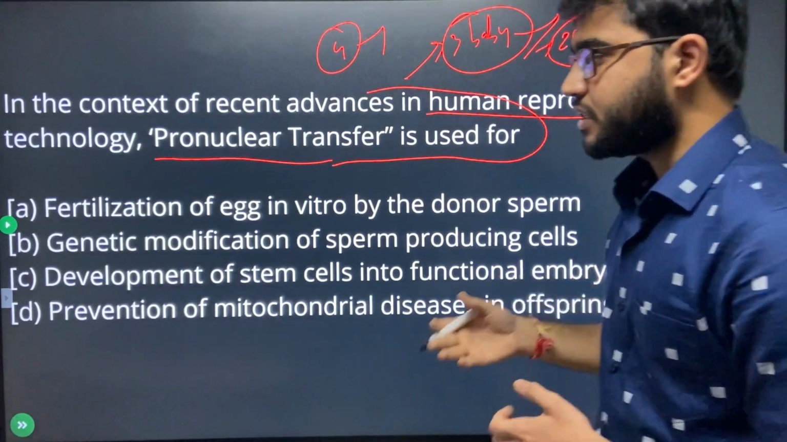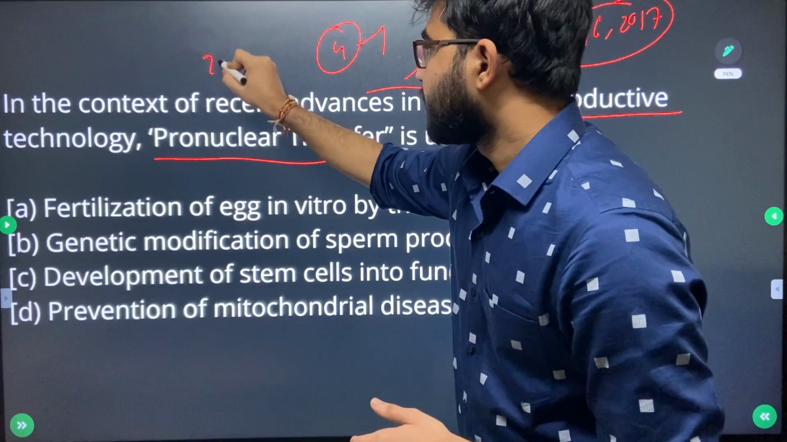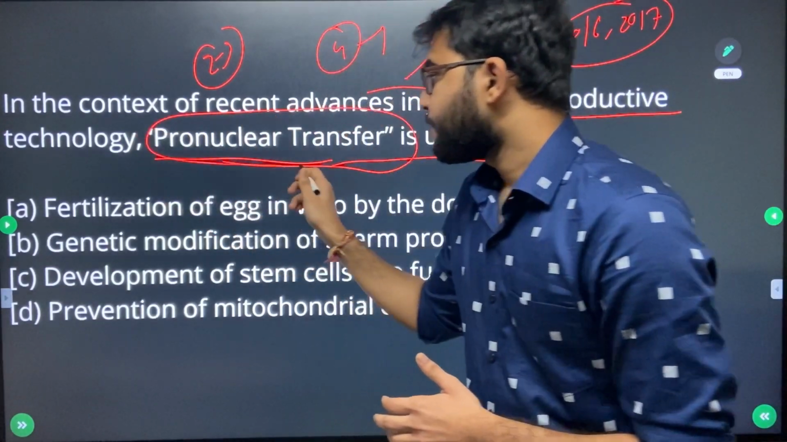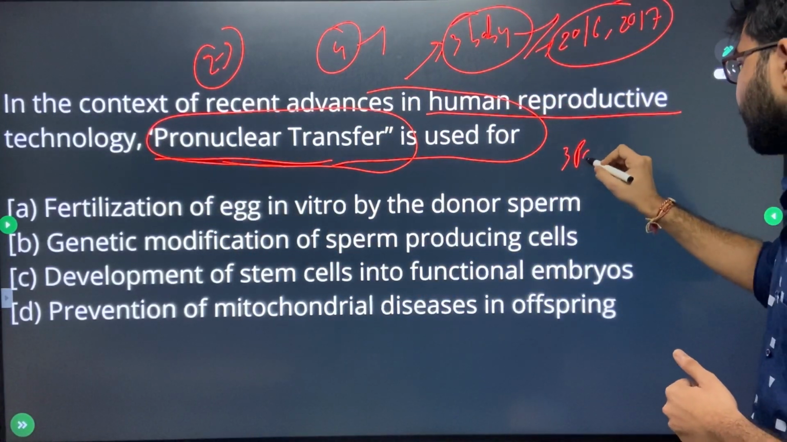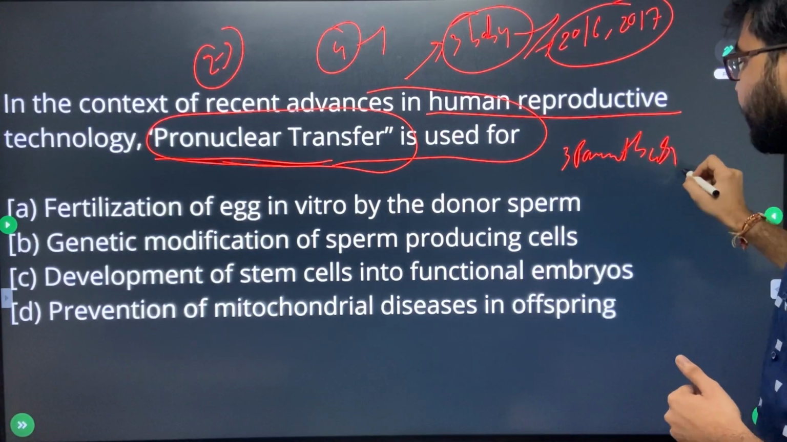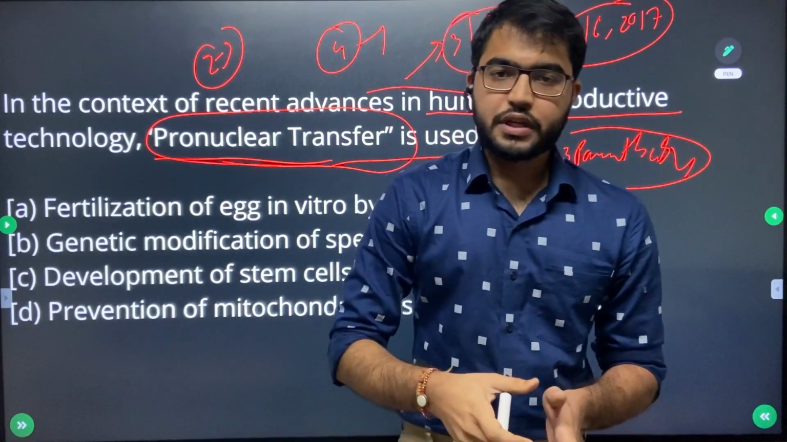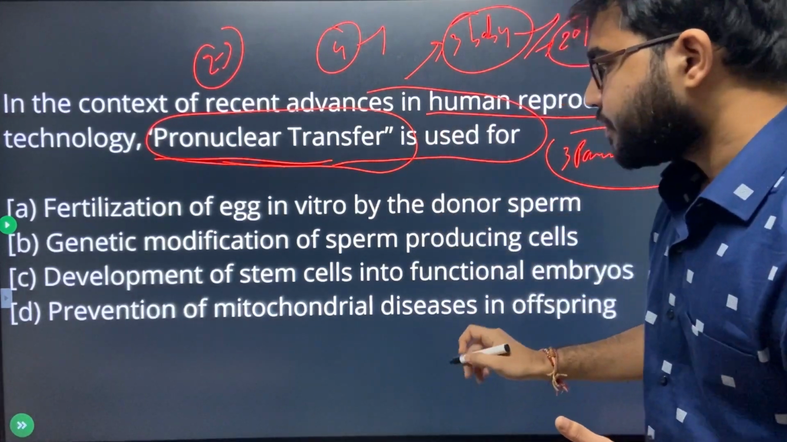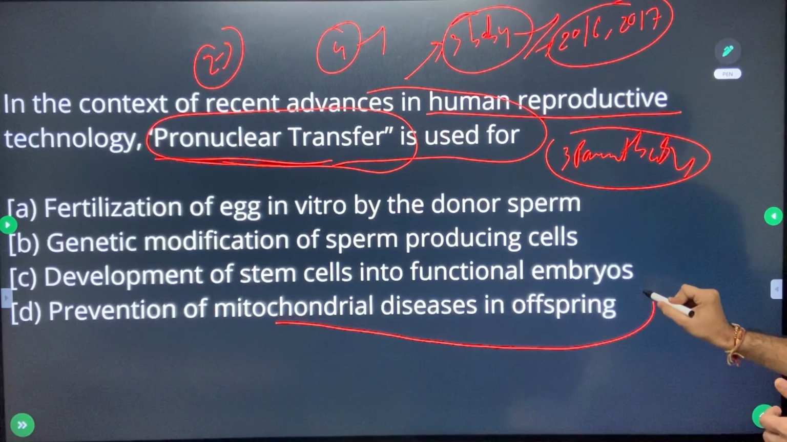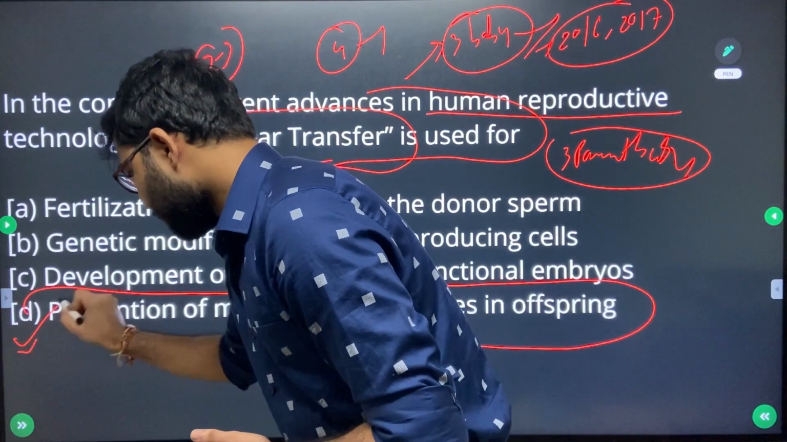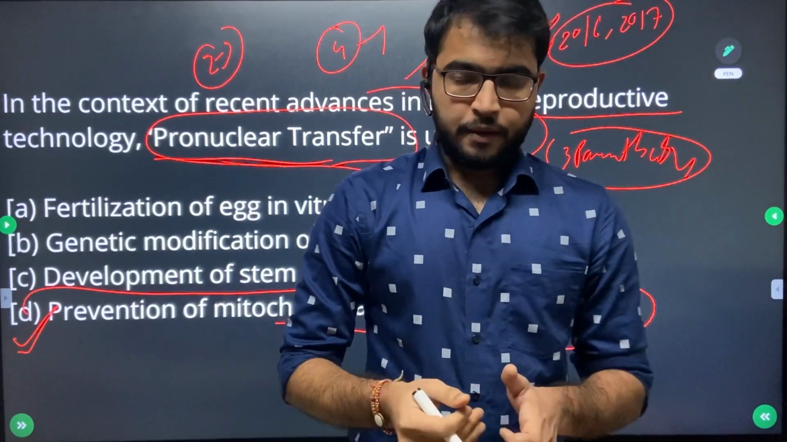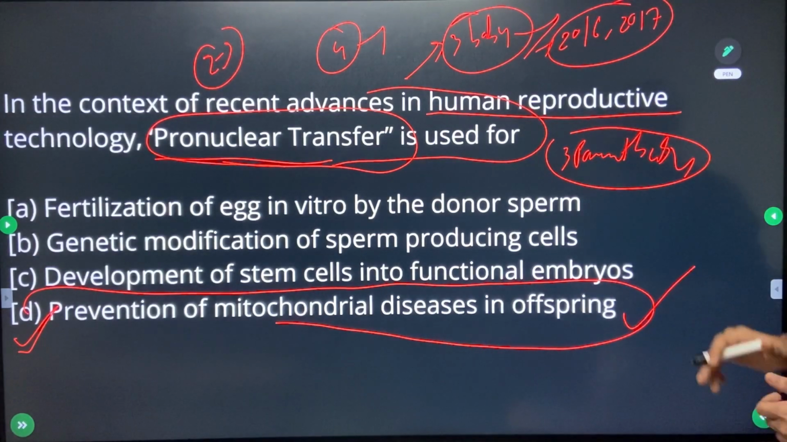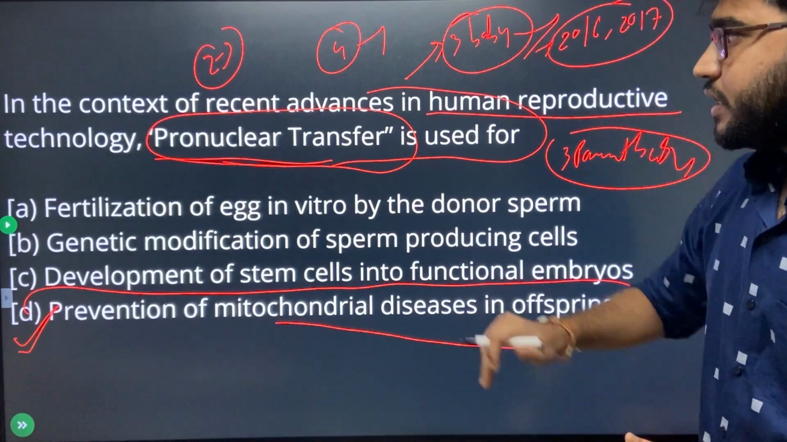But here you can see UPSC may also ask about things from the last 2 to 3 years. But this was in the news. The Hindu has covered this part, pronuclear transfer, the 3-parent baby. Also many magazines and many institutes have covered this part as well. So if you know about 3-parent baby technology, pronuclear transfer is for prevention of mitochondrial diseases in offspring. So if you are someone who is following the news, you can easily get this question correct. So D is the correct answer, provided you know all these things. I would say it's a moderate to difficult question.